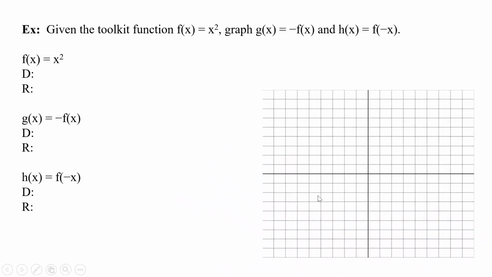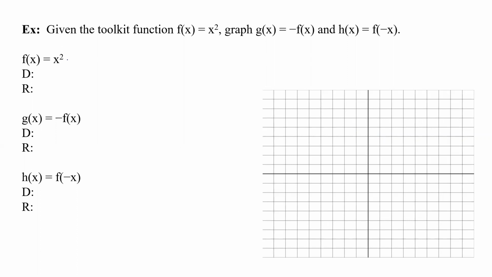So in this one, we get to draw some more. We're given the toolkit function f of x equals x squared, and we want to graph g of x equals negative f of x, the reflection over the x-axis, and h of x equals f of negative x, where we reflect over the y-axis. Okay, so again, we'll do 3 colors.